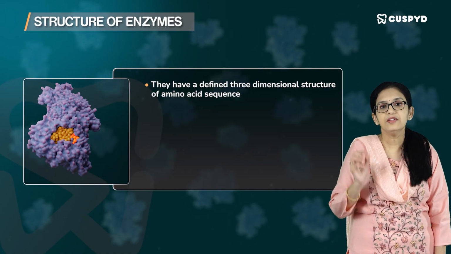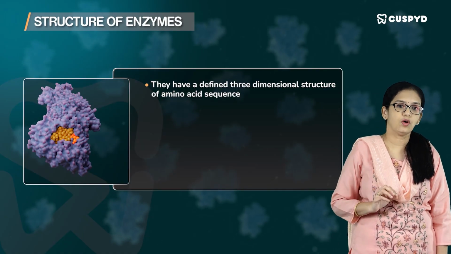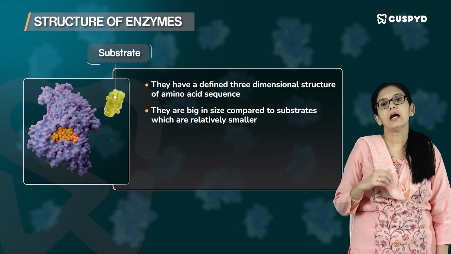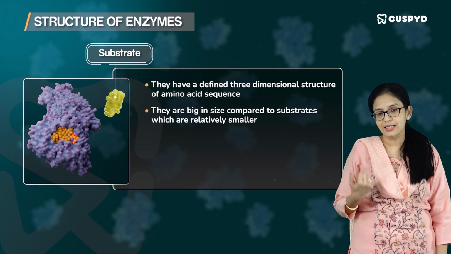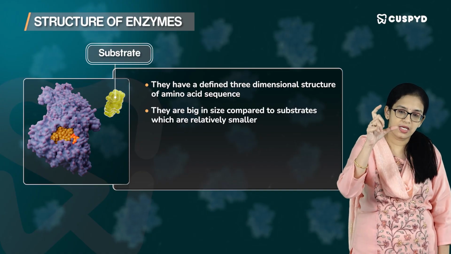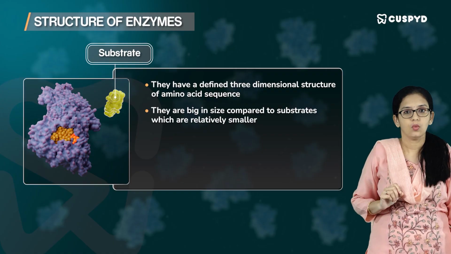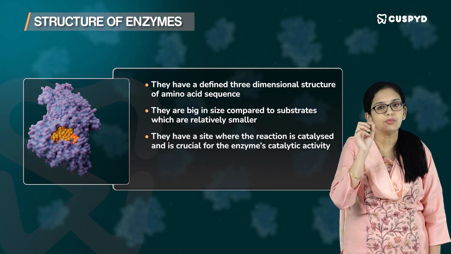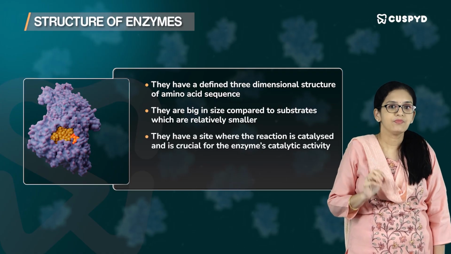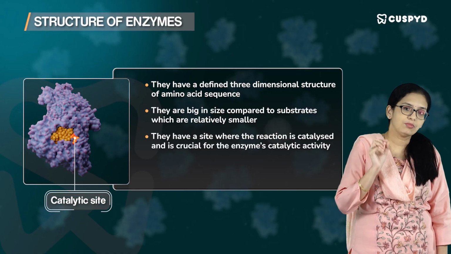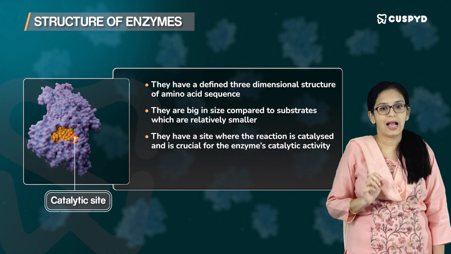Enzymes have a defined three-dimensional structure of amino acid sequence. Enzymes are big in size compared to substrates, which are relatively smaller. When you take an enzyme, the entire enzyme molecule is not very active. There is a small site in the enzyme which is responsible for this catalysis. That small part is known as the active site.